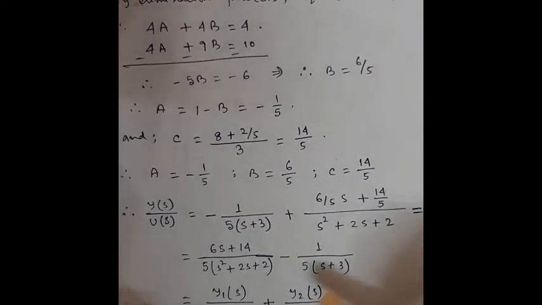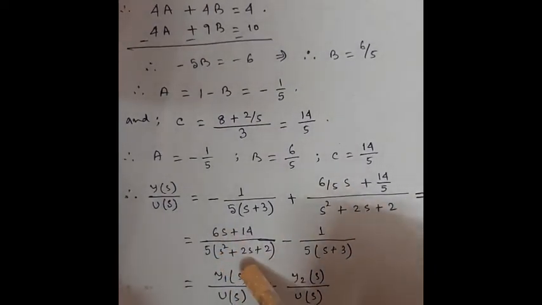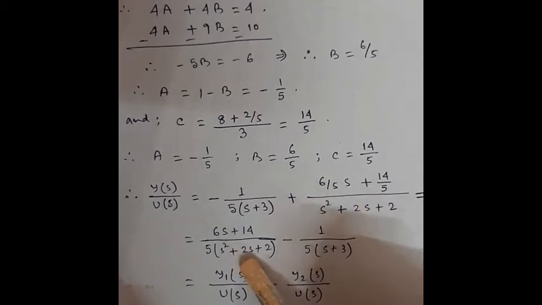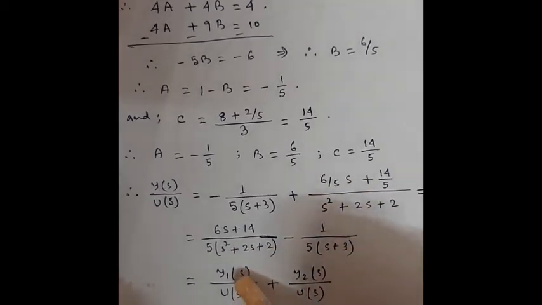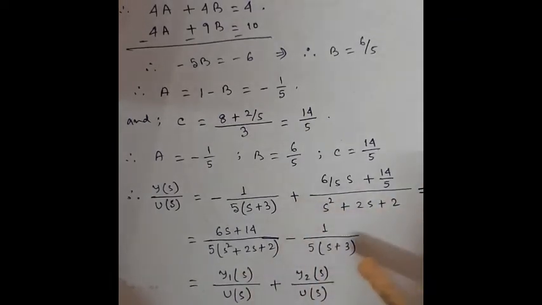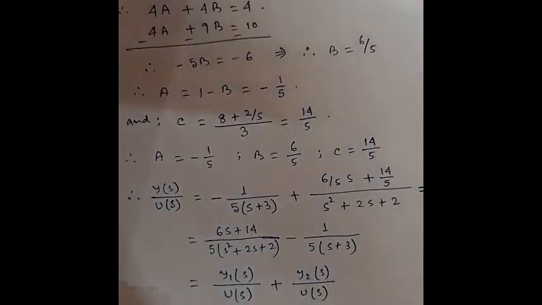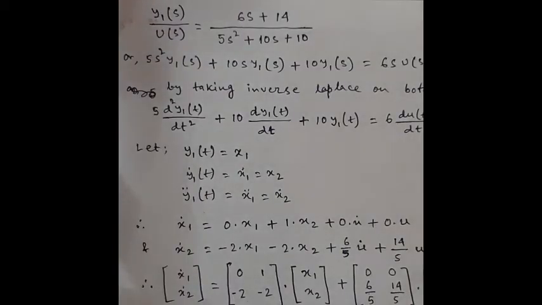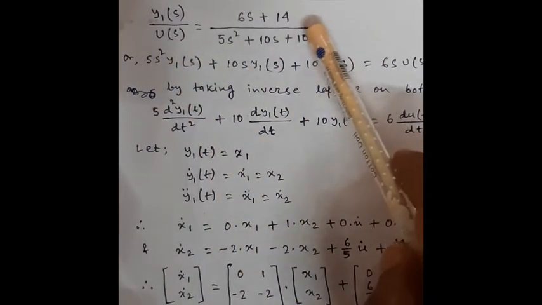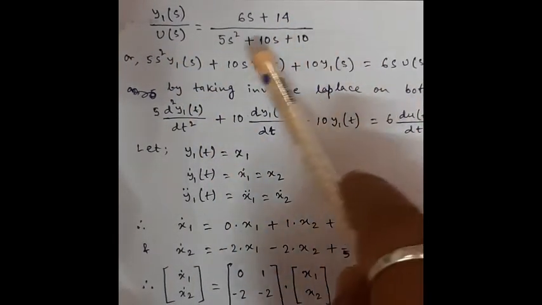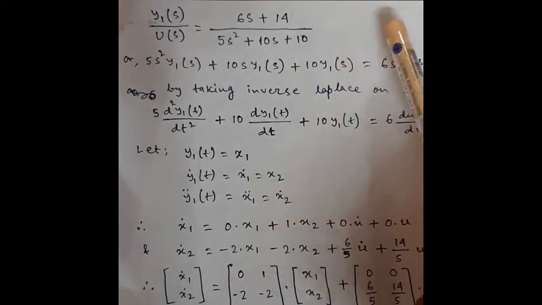(6s plus 14) divided by 5 into (s square plus 2s plus 2), minus 1 divided by 5 into (s plus 3). So we can say that this is a term, or this is a factor, and this is another factor. This factor we assume as Y1(s)/U(s), and we assume this factor as Y2(s)/U(s). Now for the first case, that is Y1(s)/U(s) is equal to (6s plus 14) divided by (5s square plus 10s plus 10).